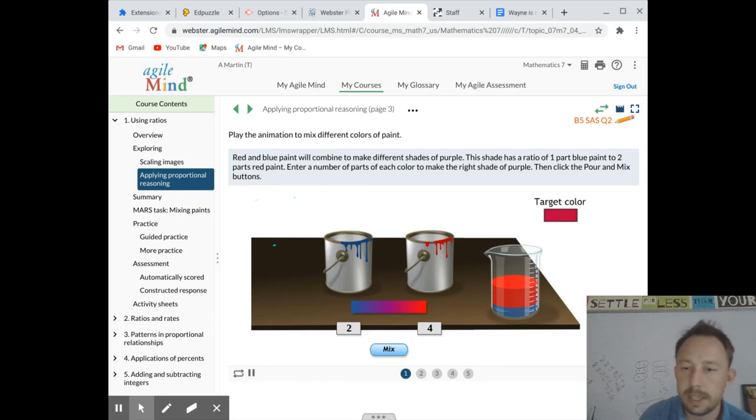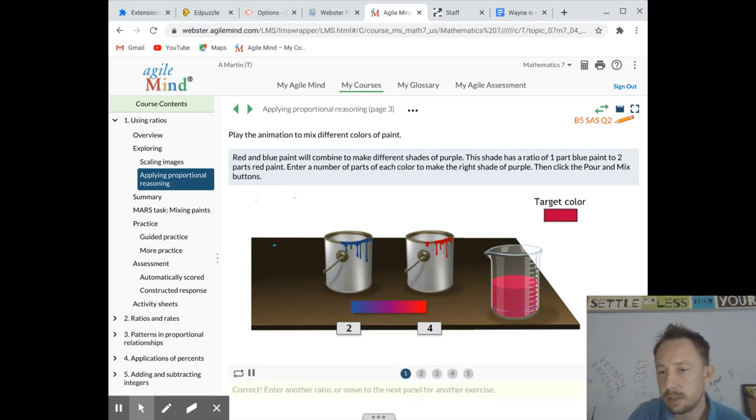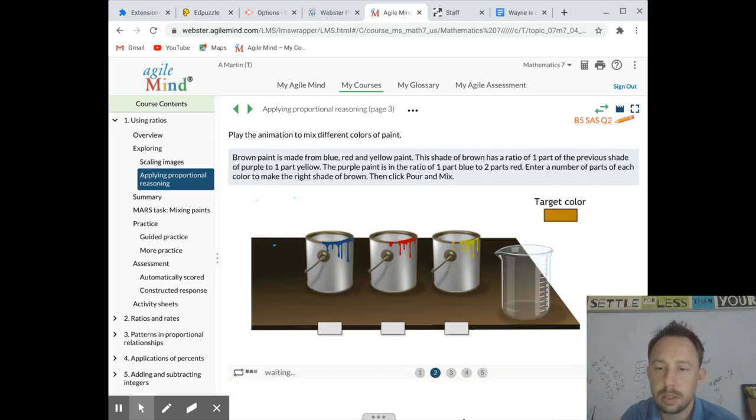All right. Talia, will you read our part B question for us, please? Yes, sir. Brown paint has a ratio of 1 part purple to 1 part yellow. Remember, you need blue and red in the ratio of 1 to 2 to make purple. List 2 different ratios of blue to red to yellow that will make brown.